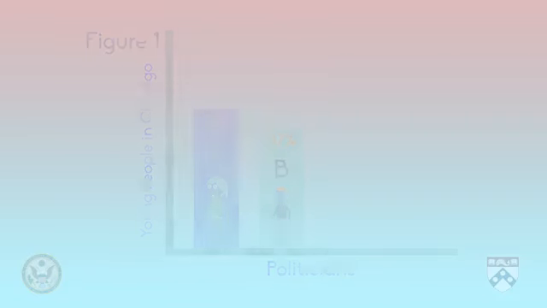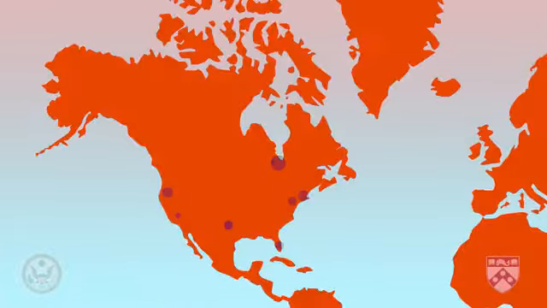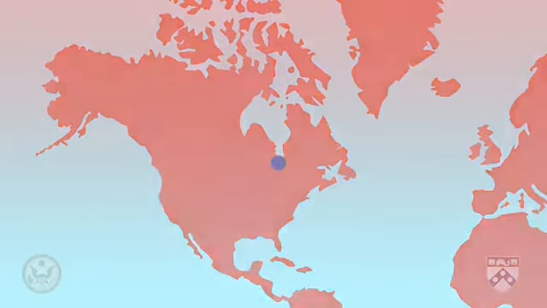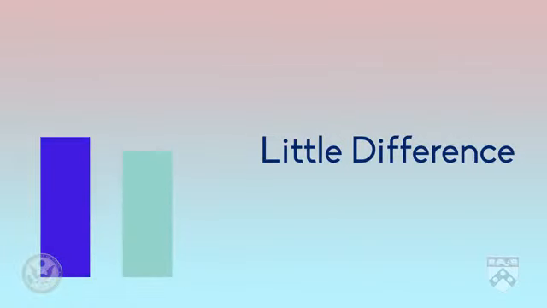The claim we made earlier was this: figure 1 shows that people like politician A more than politician B. We need to moderate this claim because it is too strong. Do we have data from all people? No, just young people, so we need to add that. Do we have data from all cities? No, only from Chicago, so we need to add that. Was there a big difference in preference for A over B? No, only a little difference, so we add that.